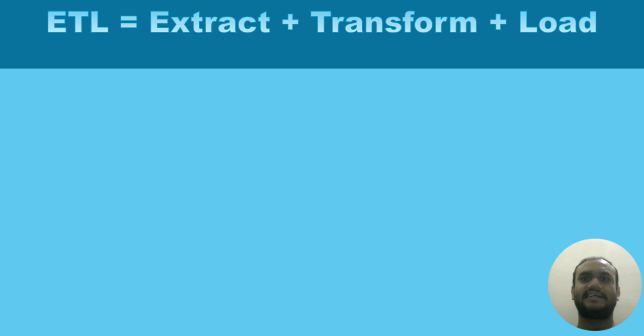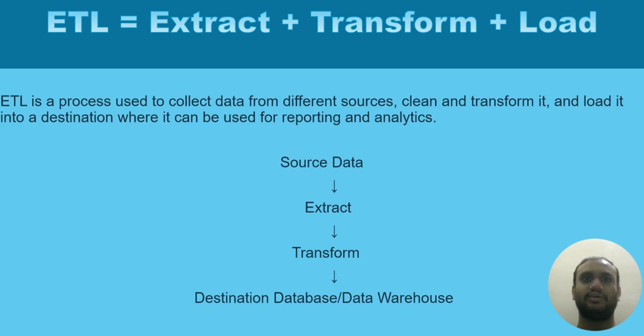ETL stands for extract, transform, and load. So what is ETL? ETL is basically a process used to collect data from different sources, transform it, and load it into our data warehouse systems, or the places where we can use it for better insights, reporting and analytics. That's called ETL. ETL is basically extracting data from multiple sources, either an API, file formats, or any of the DBs, which have different kinds of data.